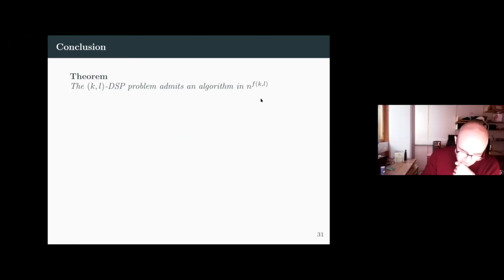And so this was the edge version. The vertex version is almost the same. It's just that conflict components are defined a bit more strangely. So it's a bit more technical, but every idea is the same.